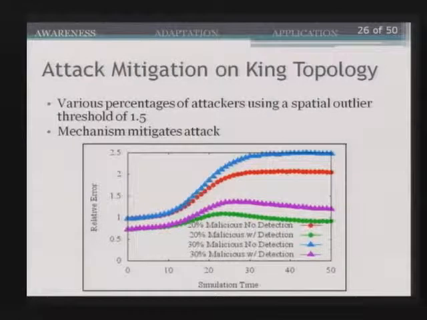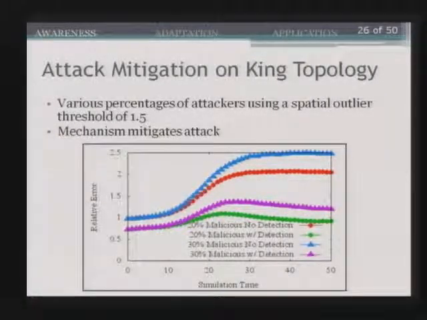So to actually look at the effects of our mitigation techniques on the system, here we look at various percentages of attackers using a spatial threshold of 1.5. And we can see that our mechanism is actually able to mitigate the attacks. If we look at the blue and the purple triangle lines, we can see that with no detection, the relative error is around 2.5 times what it is under no attack. So this means the system is operating 2.5 times worse than it was. And then with our detection technique, we can see that the relative error returns to just a little bit above 1, even when 30% of the network is malicious.